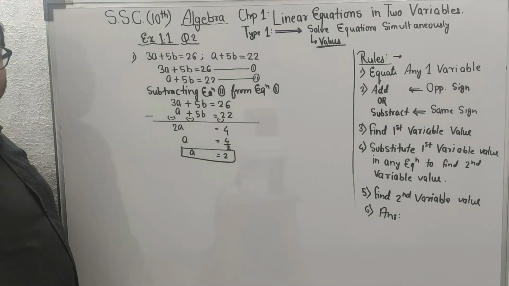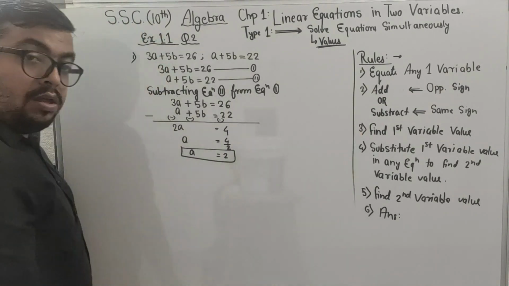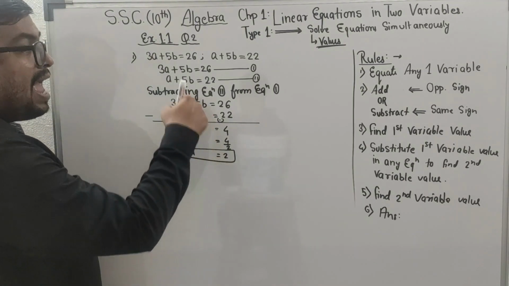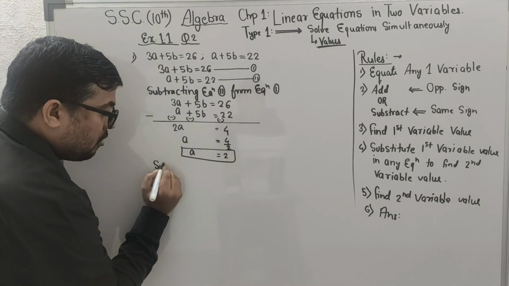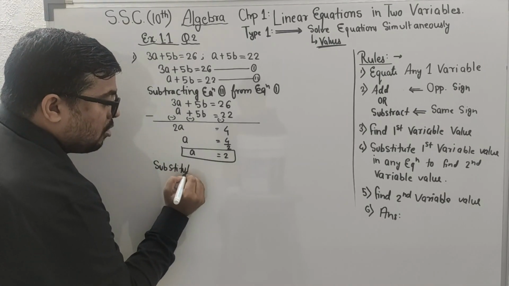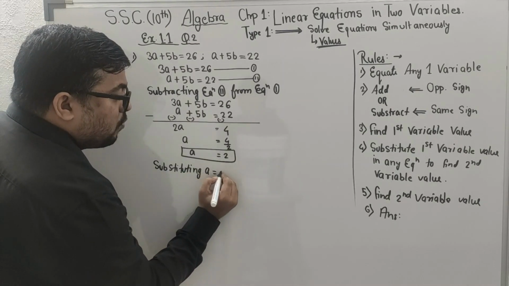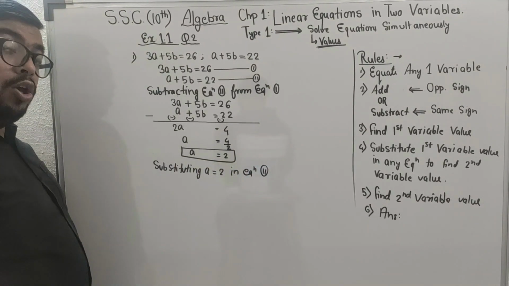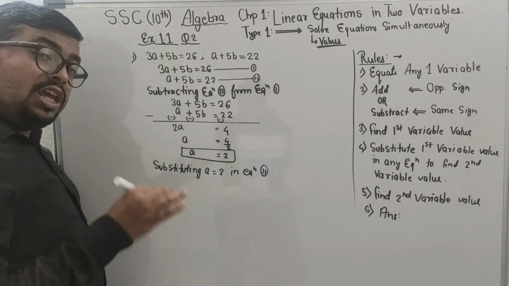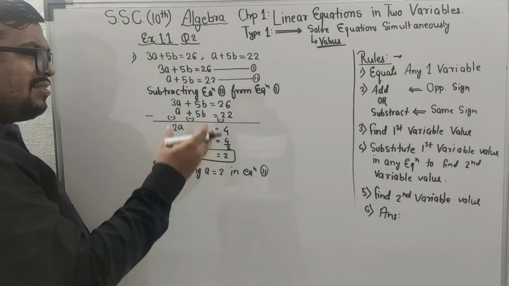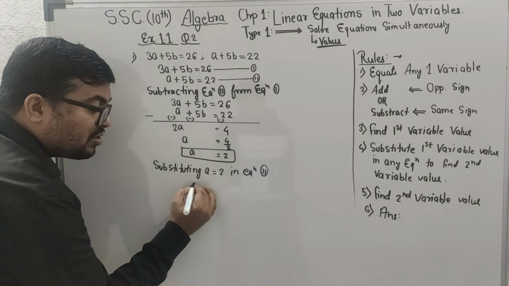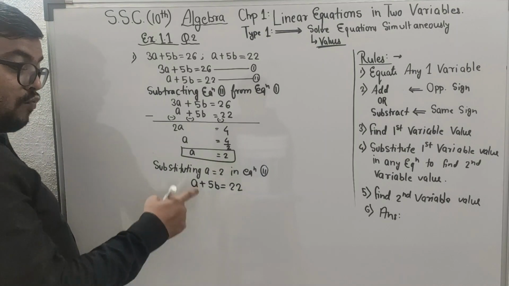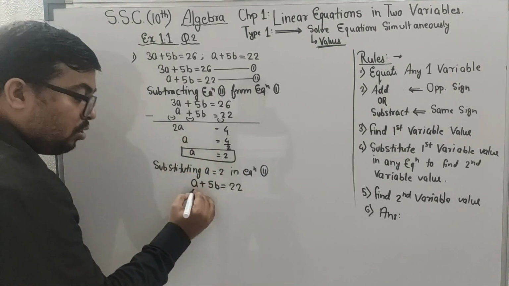You got the first value. Step number 3. Now, step number 4 is to substitute this value in an equation. So, substituting a is equal to 2 in equation 2. You can substitute this value in equation 1 also, but I am here substituting this value in equation number 2. What is equation number 2? a plus 5b is equal to 22. Value of a is, student, 2.